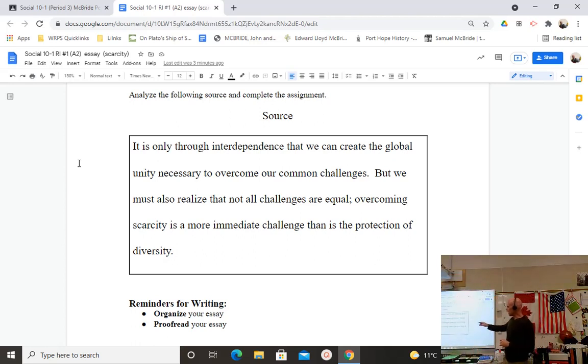Now, before we unpack the overcoming scarcity and protection of diversity that is on the page, let's go back to related issue 1, the unit that we've just finished. Does the term common challenges fit with related issue 1? Did we see any common challenges for the planet? Within that unit we just finished, what were the common challenges?